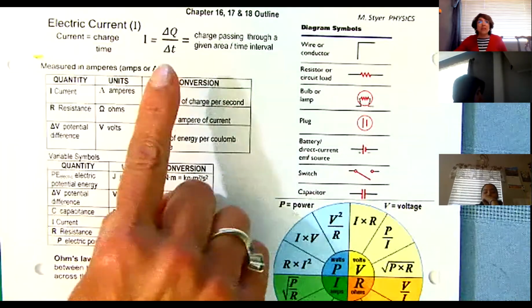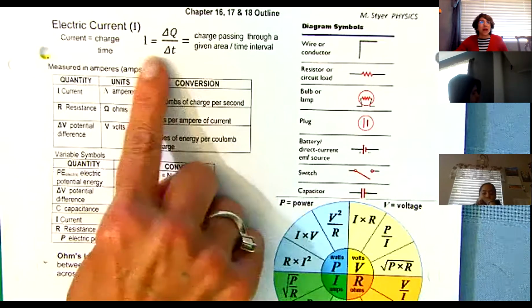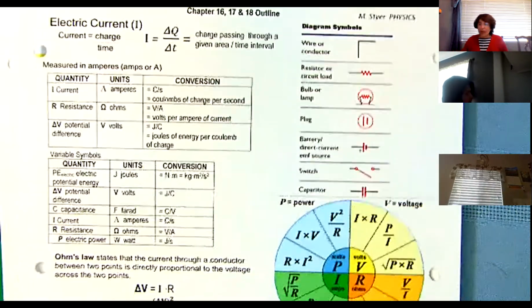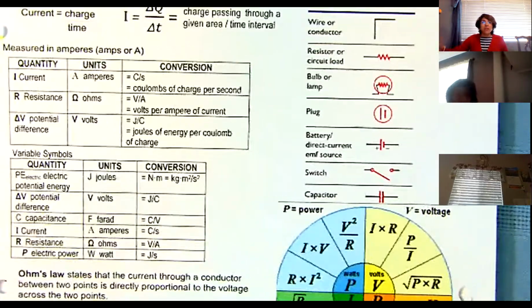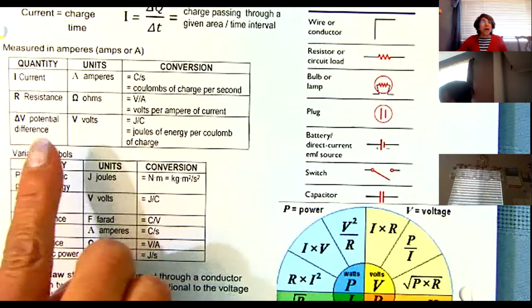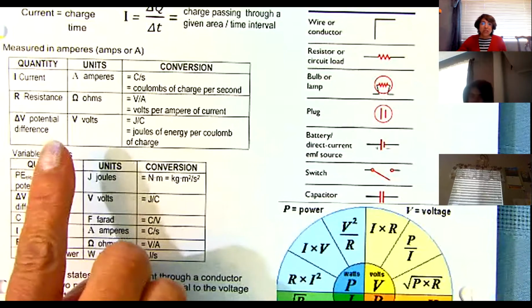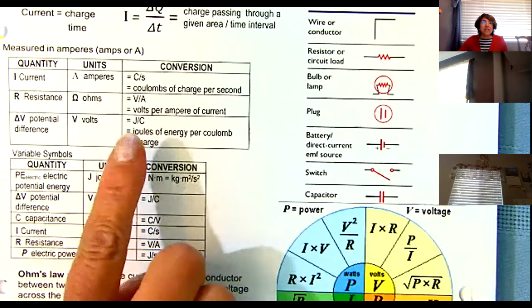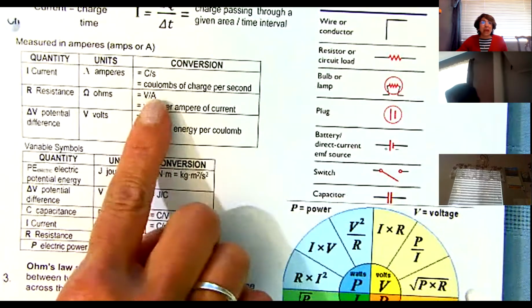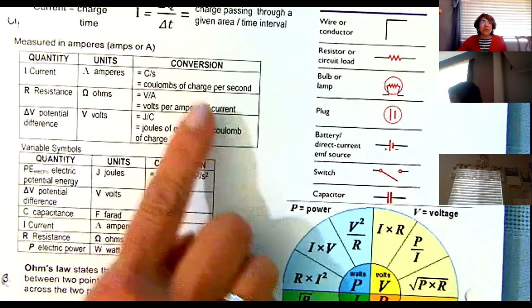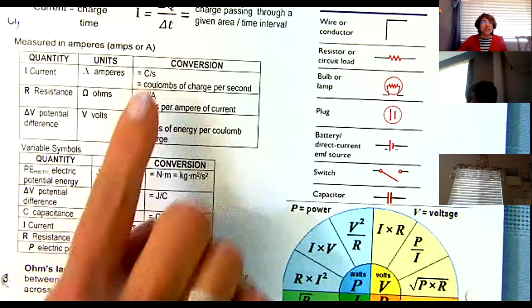Okay, so you already did, that is the charge over time, that's current. And here are the units. For current, the units are amperes. For resistance, it's ohms. And for potential difference or voltage, it's volts. And there it is, joules per coulomb. Resistance is volts per amps, volts per ampere of current. And then coulombs per second is current.